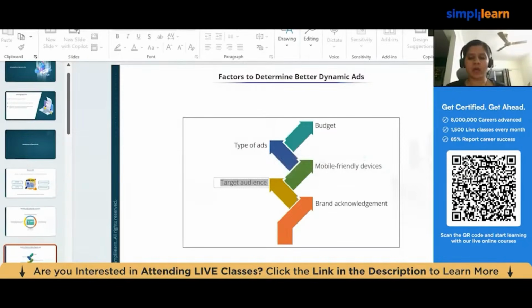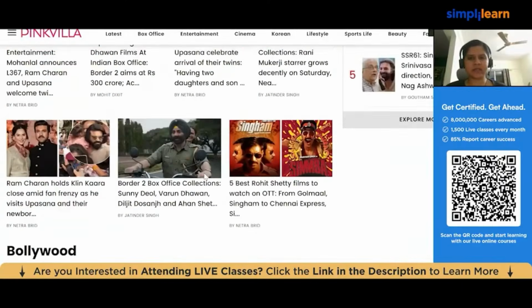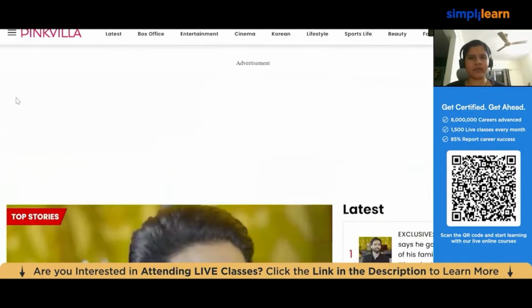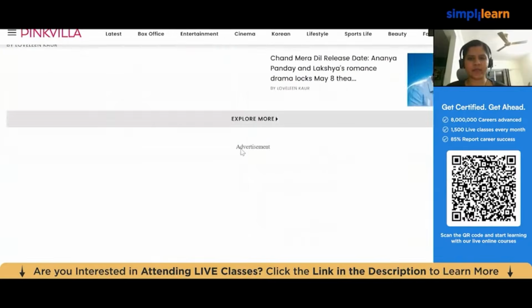Okay, now let's see if this is still not loading. Ideally I see a lot of remarketing dynamic ads over here on this page. I'm just waiting for this to load.